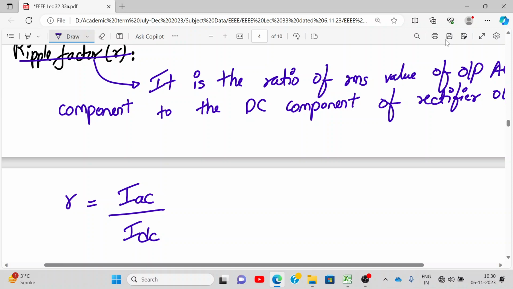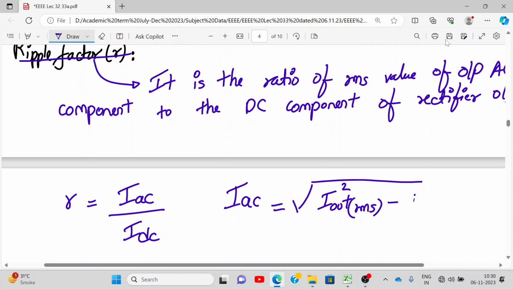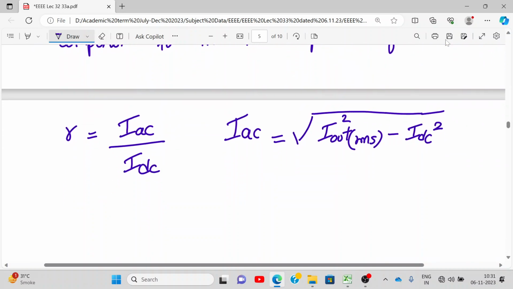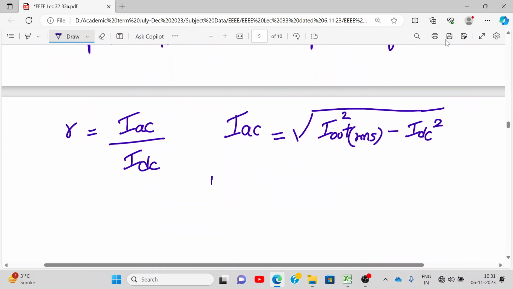Now, how do we calculate the AC component? IAC will be, now this derivation is not there for you, just write it down, I out RMS square minus IDC square. The AC component will be given by the square root of the RMS value square minus the average value square. So if I divide this by IDC, what do we get?